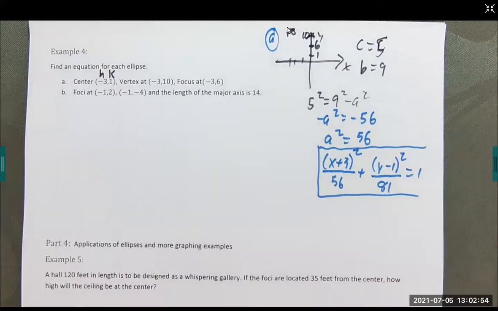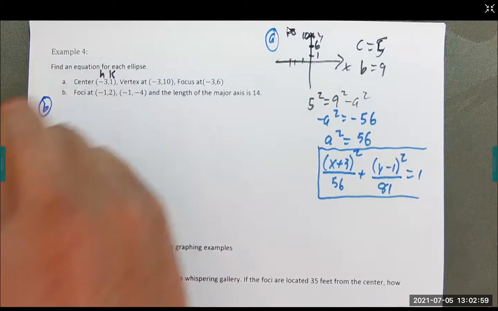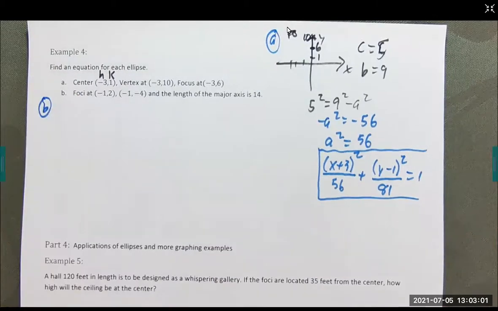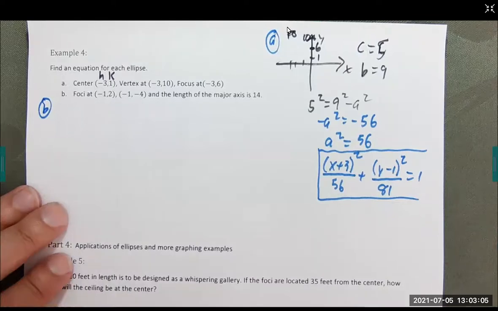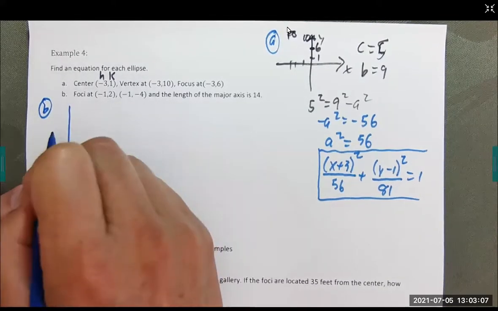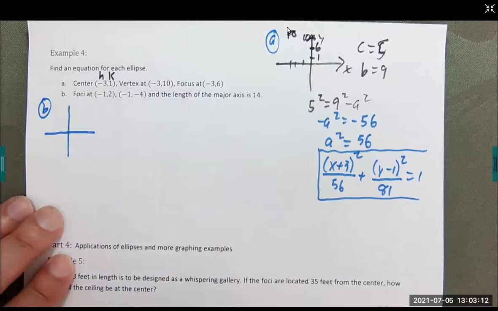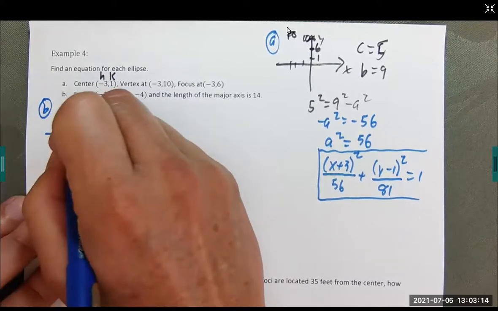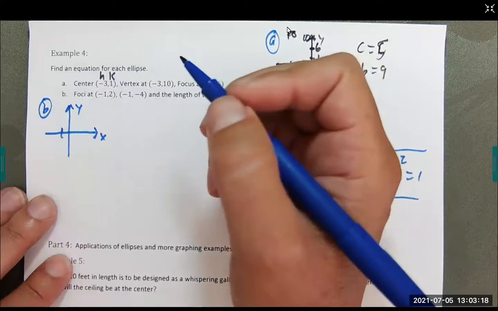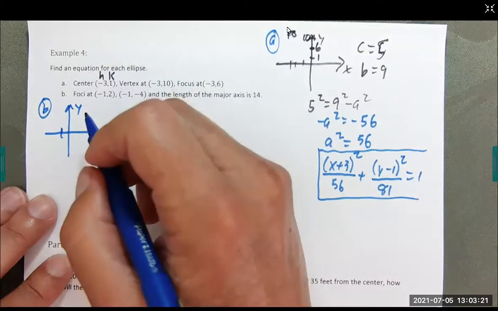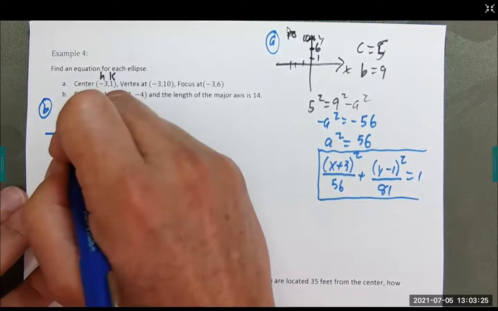All right, so it's kind of like a puzzle. Let's do part B. So we have 2 foci. It looks like, again, we are up and down. So we are back here at -1. And the foci are at 2 and -4.